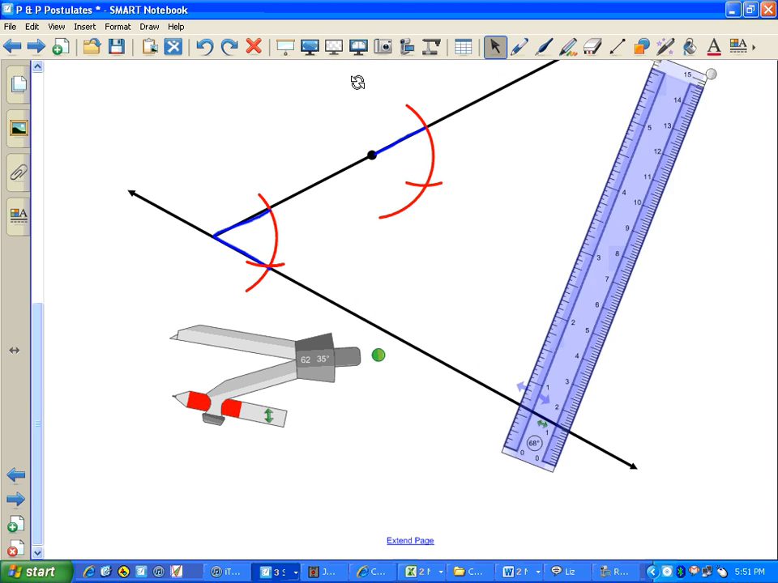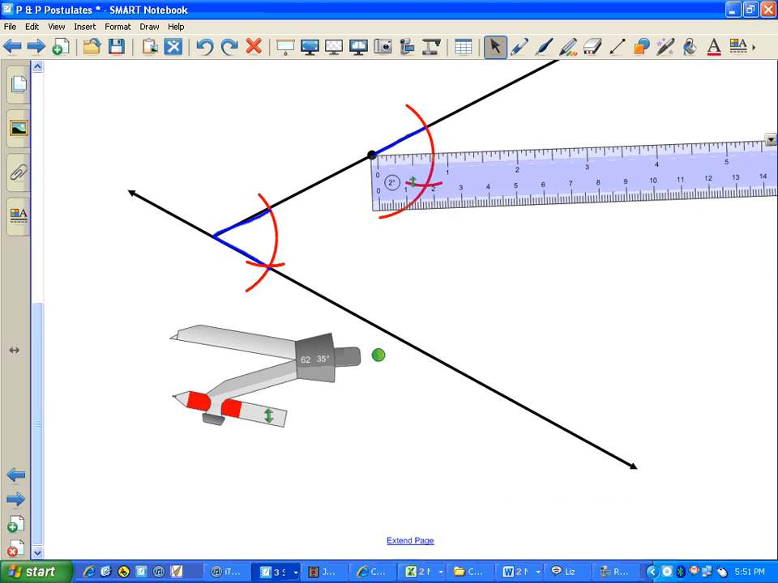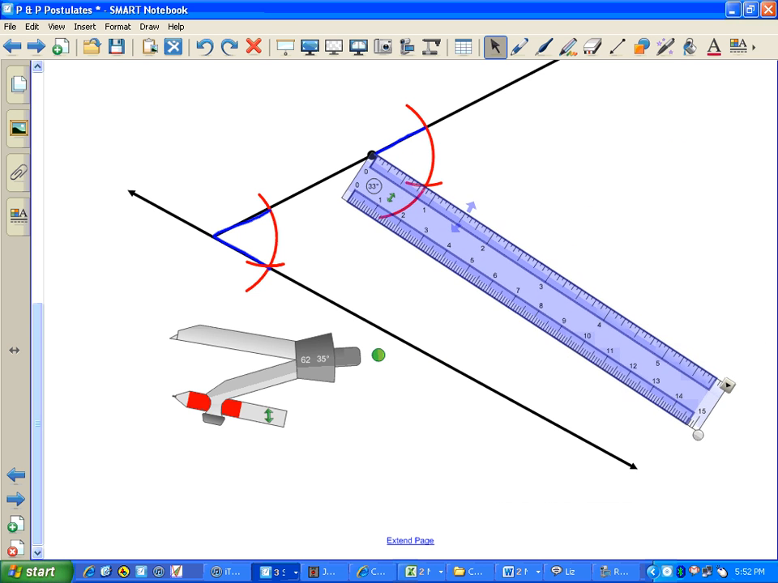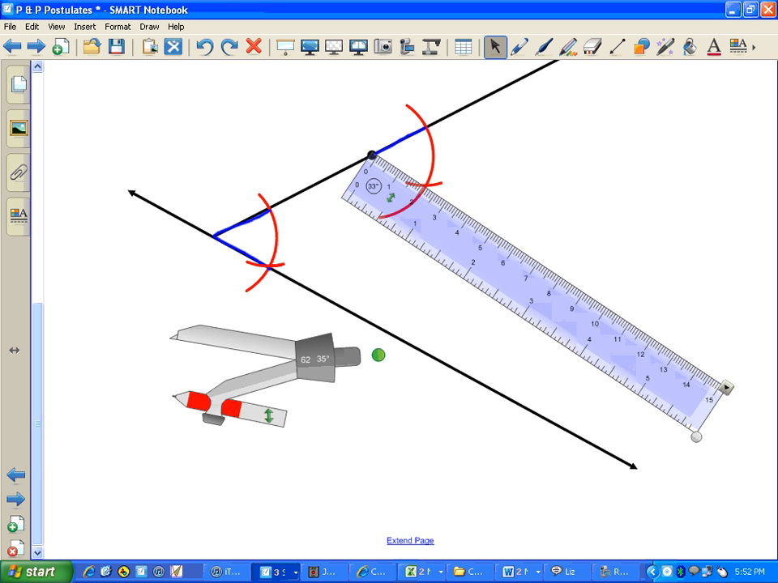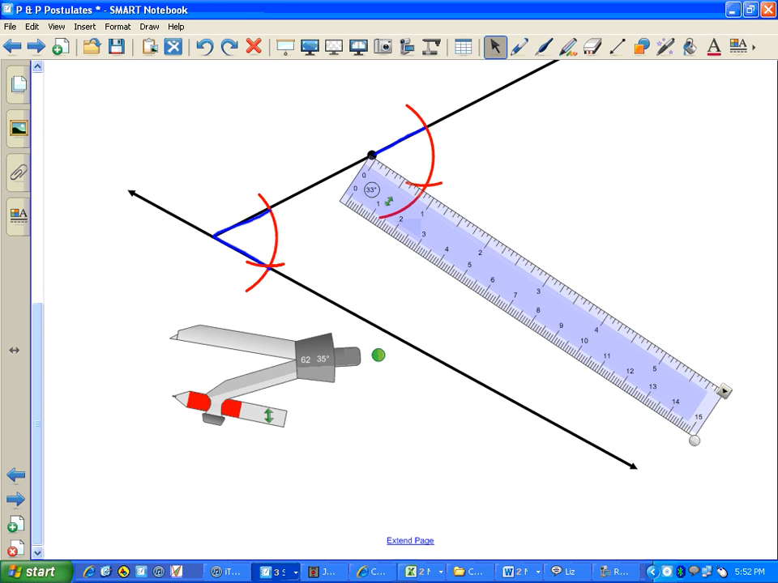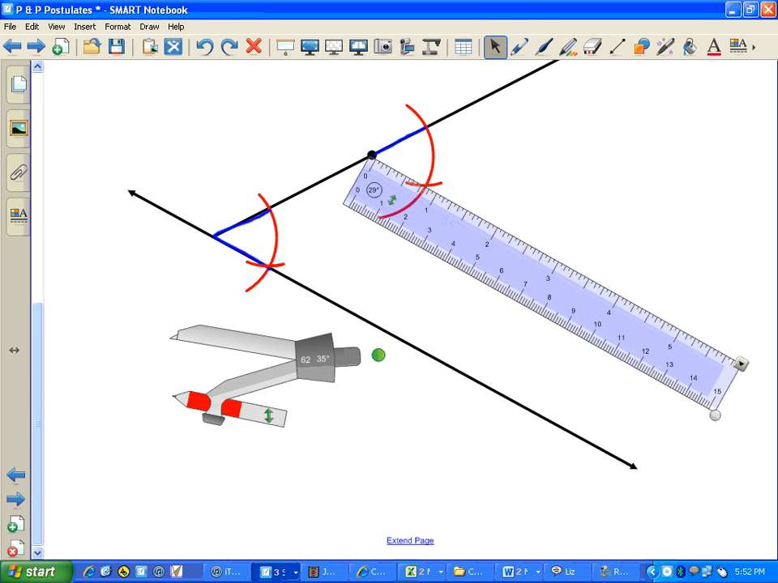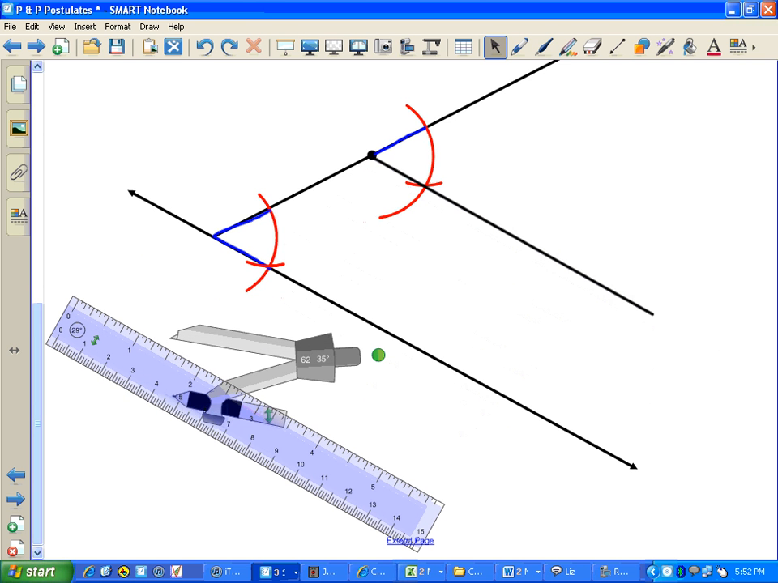which doesn't want to turn for me. There we go. I'm going to go from here. I'm going to cross right there. It's pretty close. There's my parallel line. They look pretty close. Okay, but that's a parallel line.